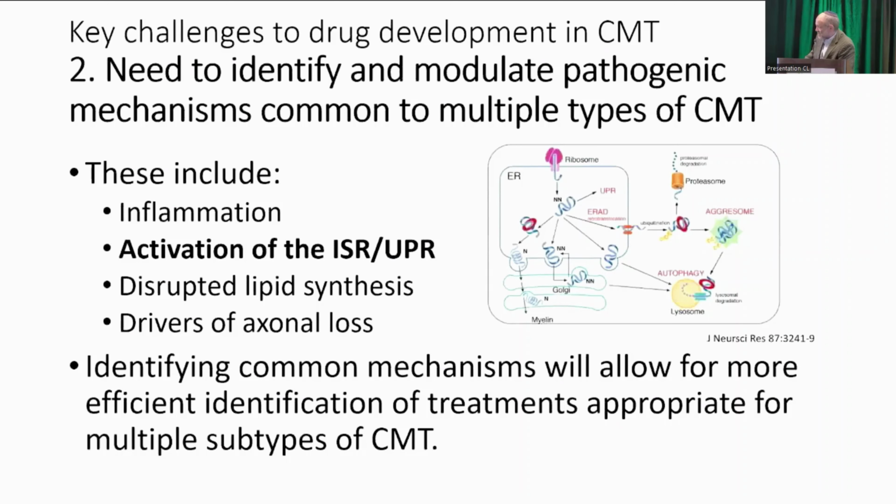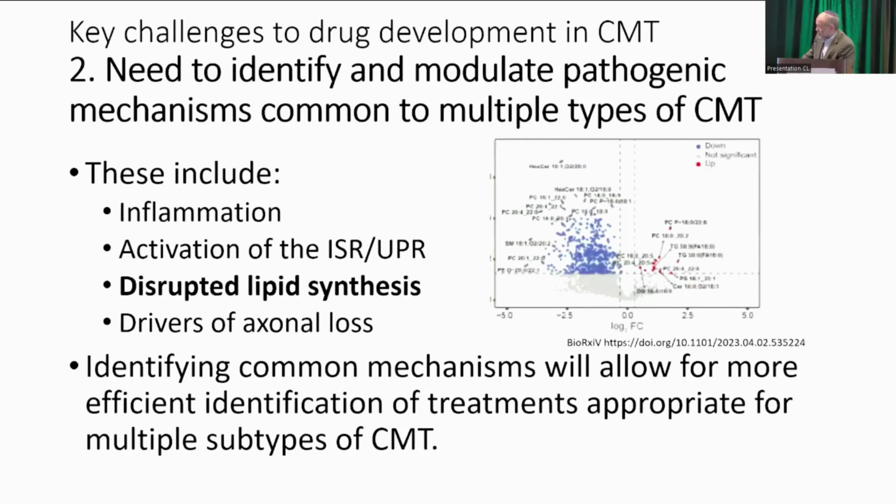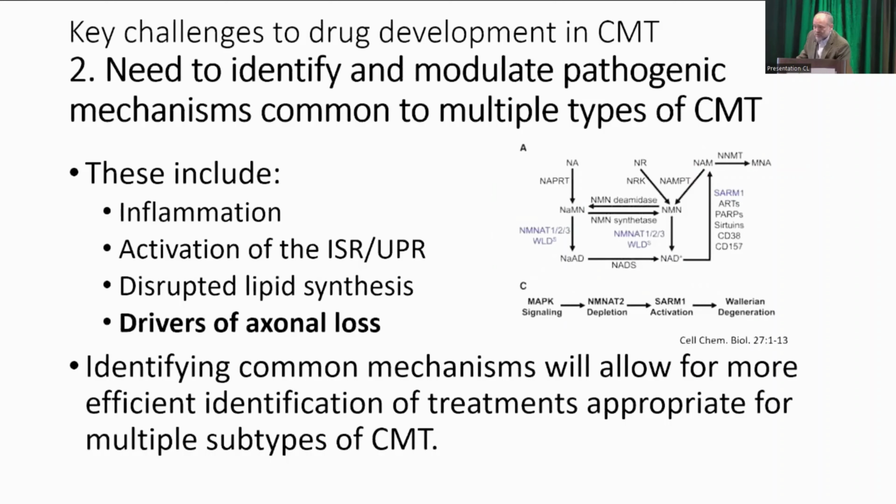The second is activation of the integrated stress response, or UPR. We're going to hear more about some of these. The third is disrupted lipid synthesis. That's something that's been known for a long time, but there's been some very interesting work recently in CMT1A on that, and that's what the figure there is. And the fourth is to identify the drivers of axonal loss and of regeneration. These are all potential mechanisms that might cause different forms of CMT and allow for treatment that is mutation agnostic.